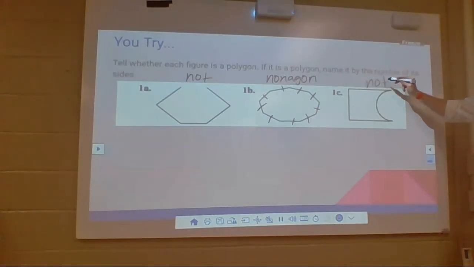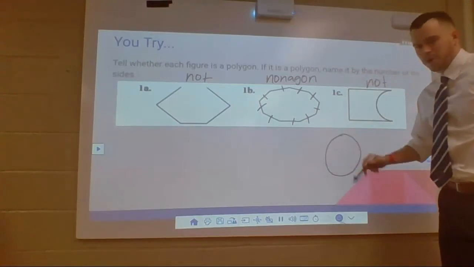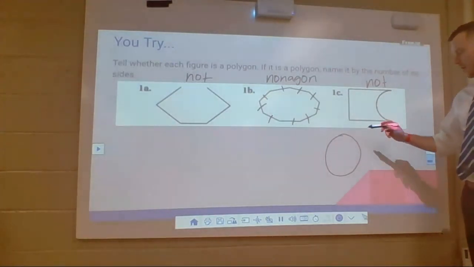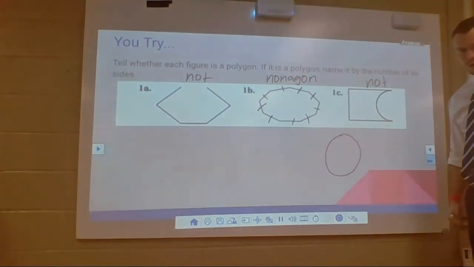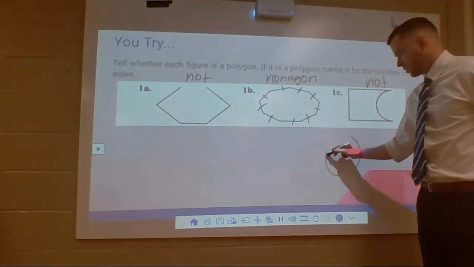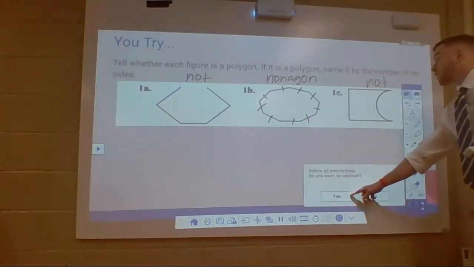So not. And one thing I want to mention, if we have a circle, is that a polygon? No, that's a circle, not a polygon, because the whole thing is round, right? So a circle is not a polygon. It's just what it is. It's a circle. All right, so let's move forward.